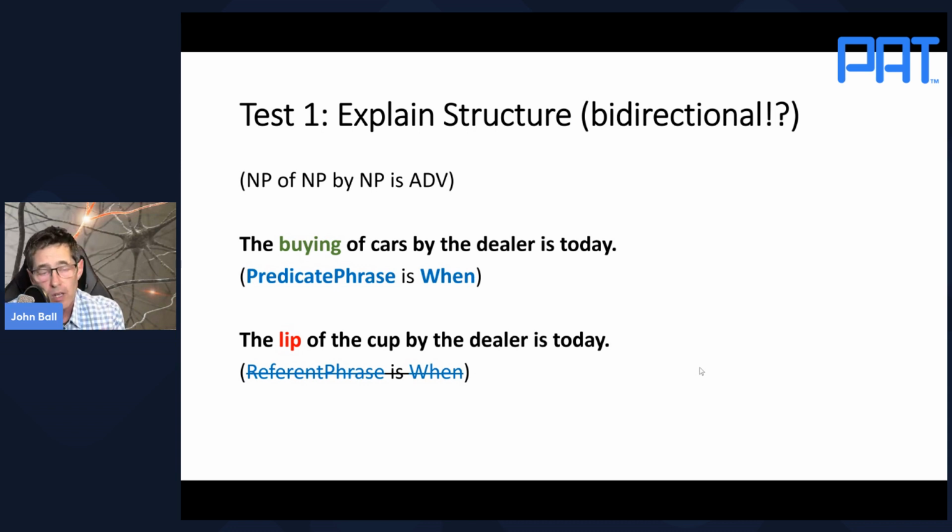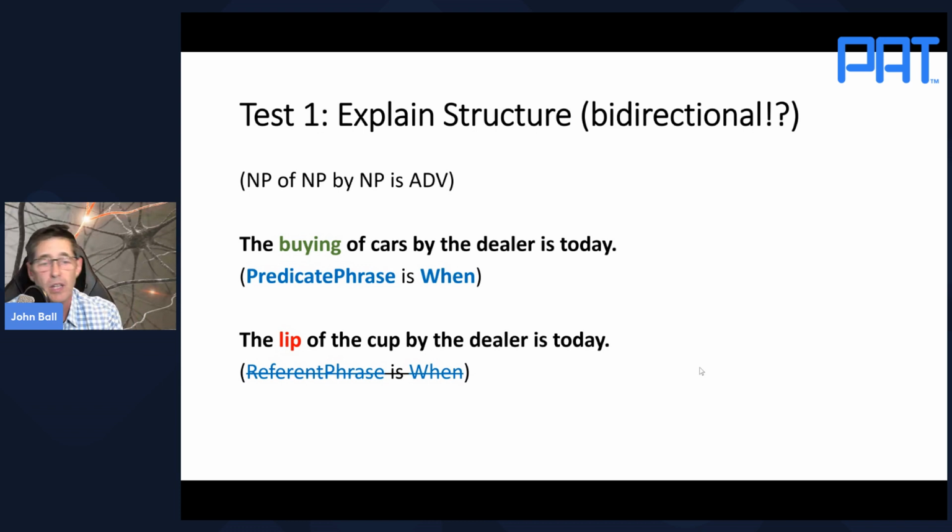Here's test one. If we start with, and this is using traditional grammatical elements, a noun phrase of a noun phrase by a noun phrase is an adverb. There's two samples there. The buying of cars by the dealer is today. That's the first example. And that's basically a predicate phrase, the buying of cars. It's about buying. So the head of that noun phrase in the old terminology is this predicate of buying. And because it's a predicate of buying, you can ground it in time and space. So the buying of the car is today. Equally, we could say the buying of the cars by the dealer is in the car park. You can ground it in time and space.